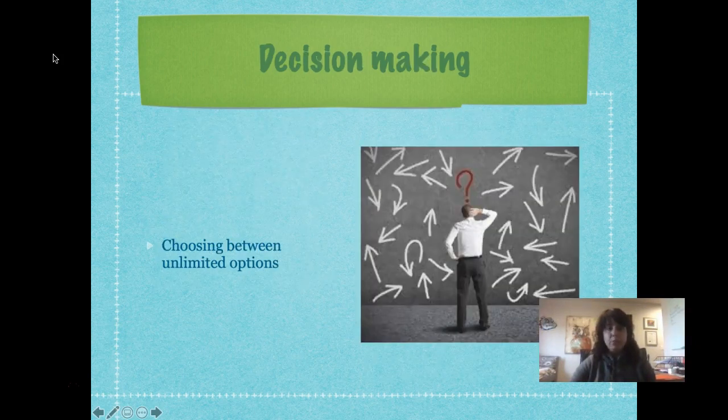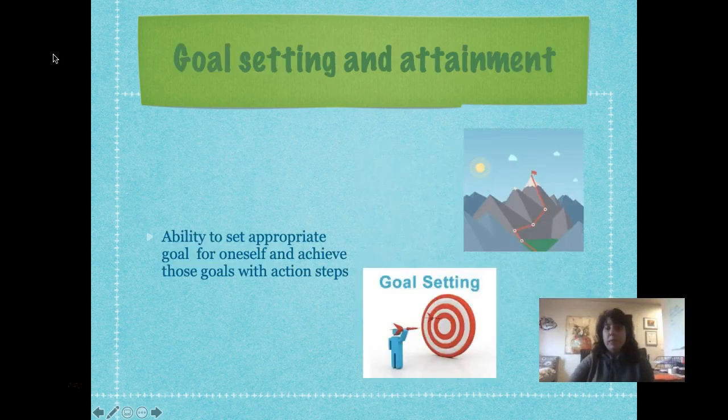Decision making is choosing between unlimited options. So a few slides ago I was talking about the choice making and how it's important to have enough choices and make sure that they are actual choices. But this is like, how do you make a decision when everything is unlimited? There's all these options, and so really it ties into that problem solving, decision making, all these things tie together.